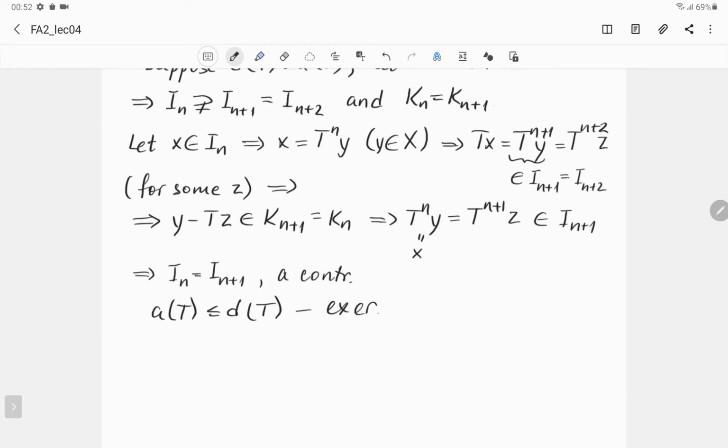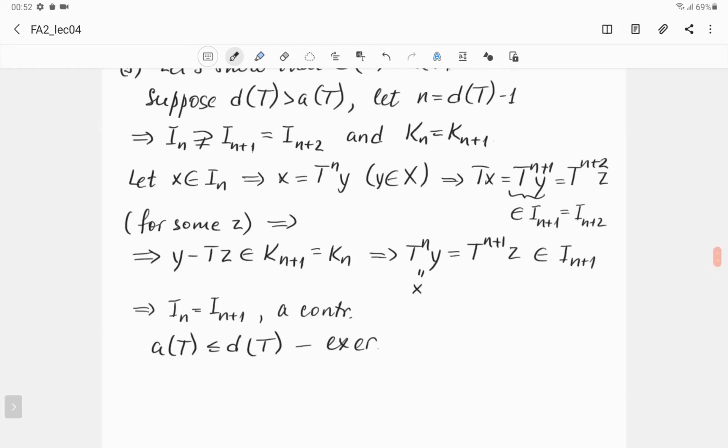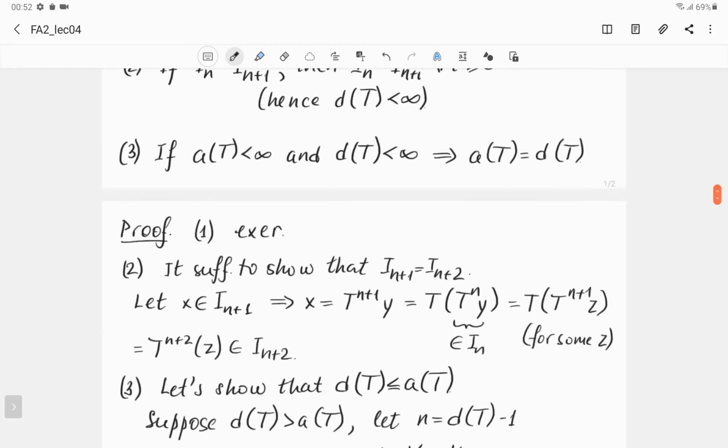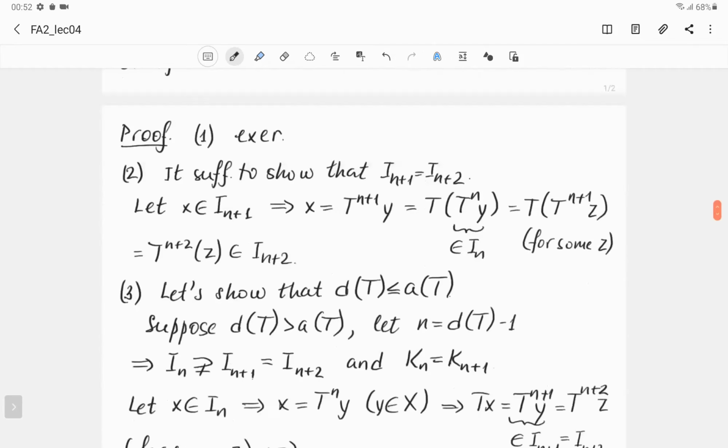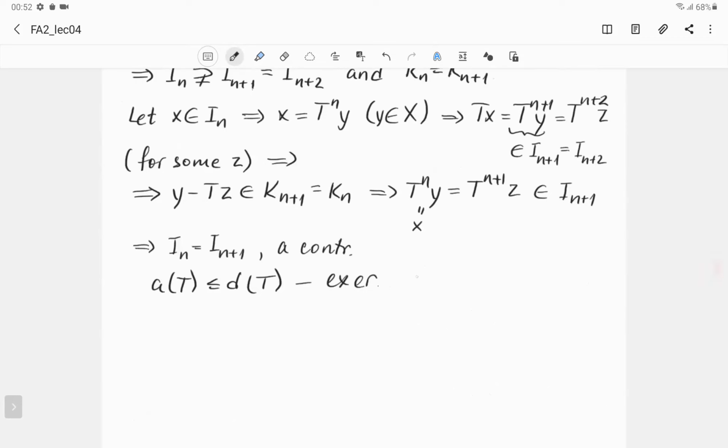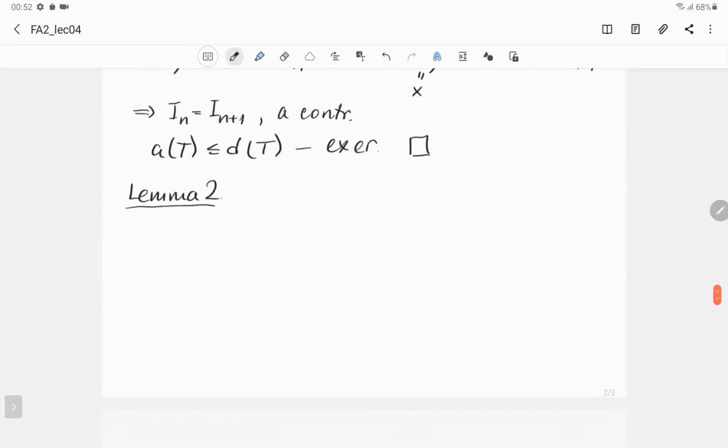Okay, so modulo this exercise, this is the end of the proof of Lemma 1. So this is our Lemma 1. And we also need one more purely algebraic lemma, Lemma 2, which gives us a so-called Riesz decomposition.